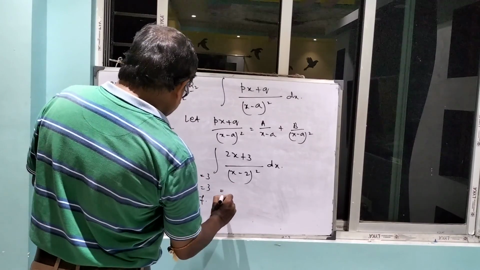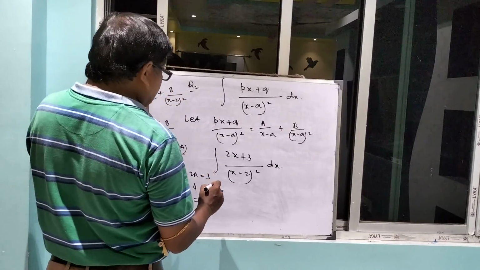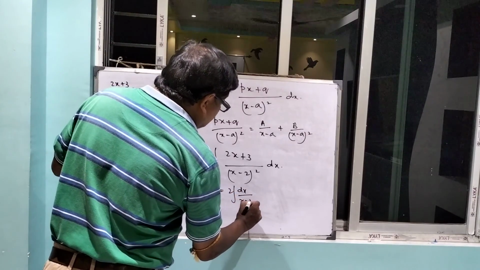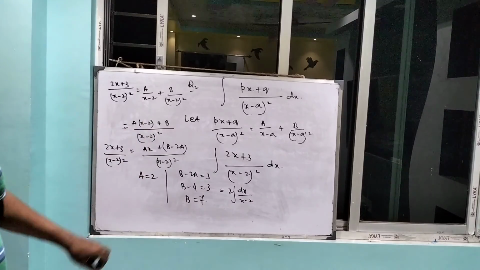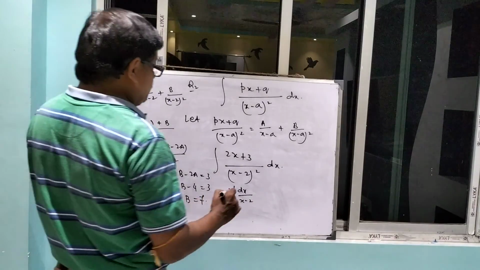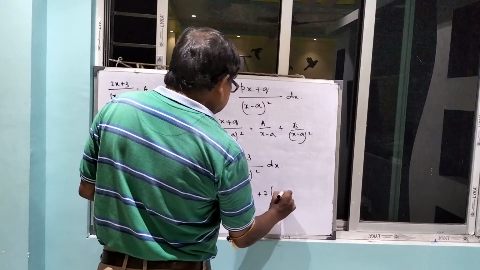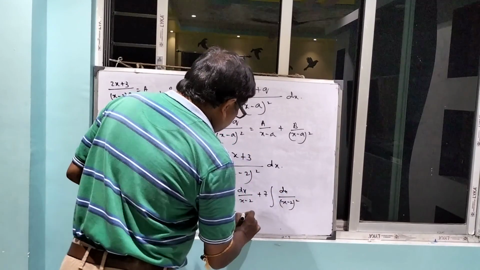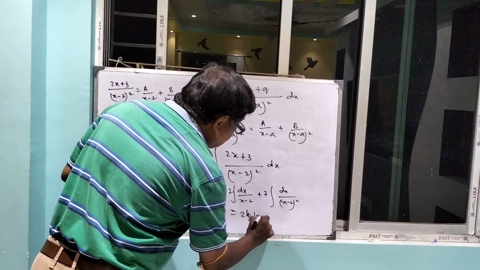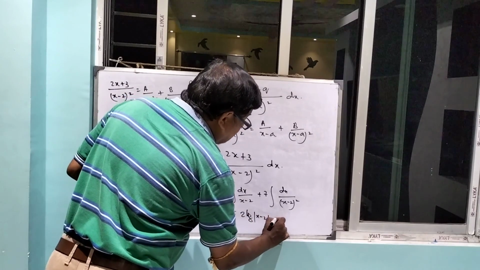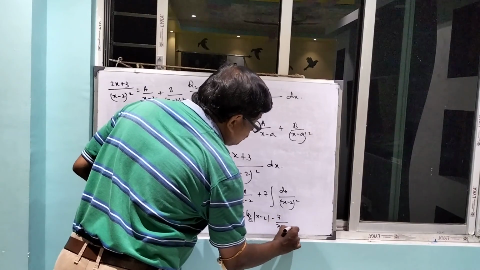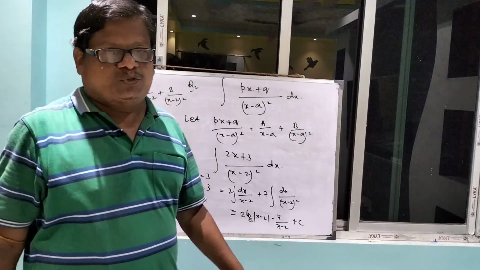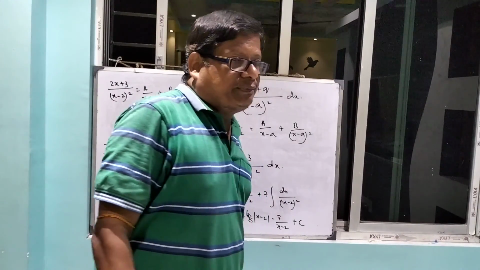Now write: you can write a by x minus 2, that is 2 integration dx by x minus 2, okay, plus b, that is 7, integration dx by x minus 2 whole square. So write 2 log of x minus 2 minus 7 by x minus 2 plus c. The integral of 1 by x minus 2 whole square will be minus 1 by x minus 2. So it will be minus 7 by x minus 2.